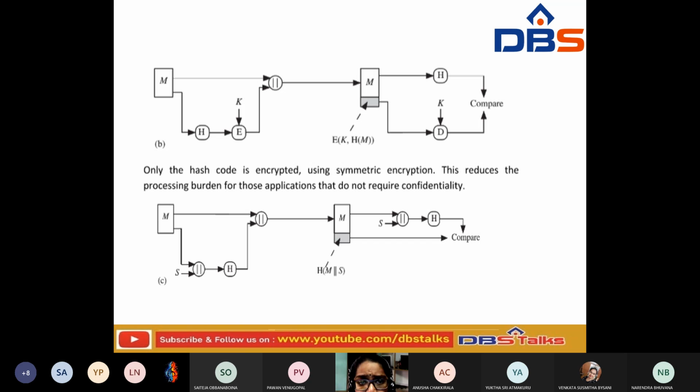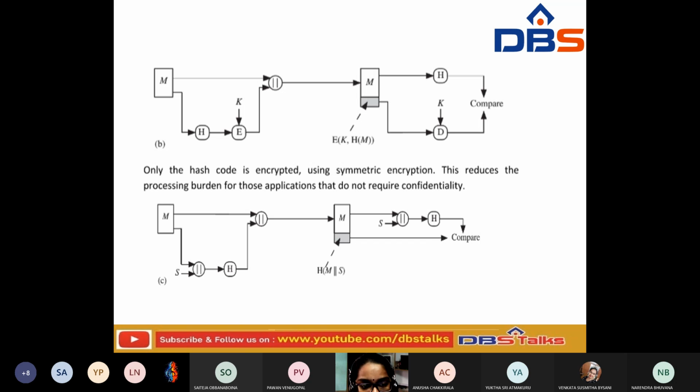At this stage we have to decrypt it, and again perform the hash function on that message. This is the code that we get at the destination side. So only the hash function is encrypted using symmetric encryption, which reduces the processing burden for those applications that do not require any confidentiality.